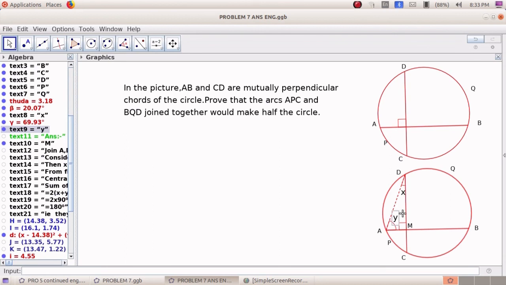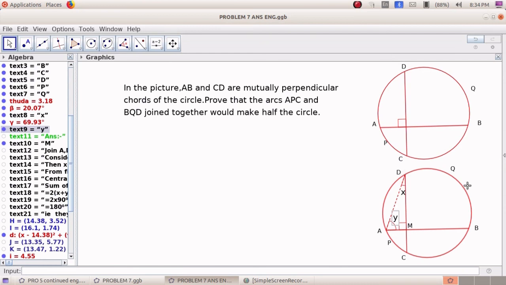Now X plus Y gives 90. Therefore the central angles of arc APC and arc BQD, when added, will be 2x plus 2y, that is 2 times x plus y. X plus y is 90, therefore 2 times x plus y will be 2 times 90, that is 180 degrees. Hence we have proved the sum of the central angles of arc APC and arc BQD together gives 180 degrees, meaning they together determine a semicircle or half of a circle. And so we have done the proof, and let us write the steps.